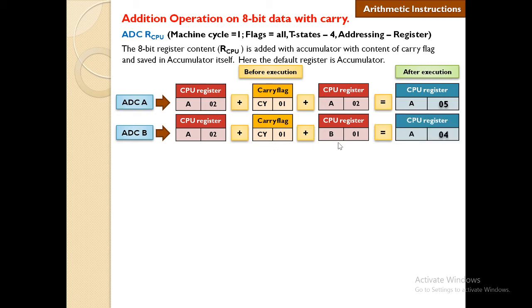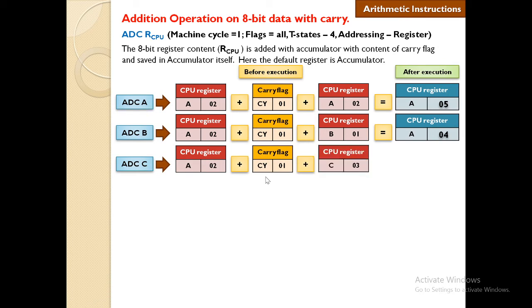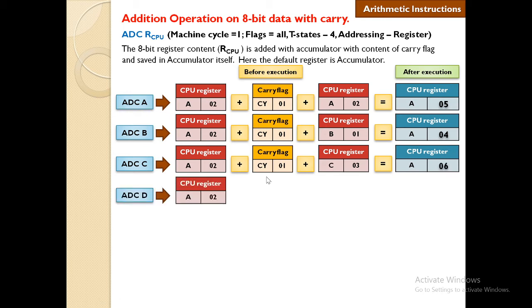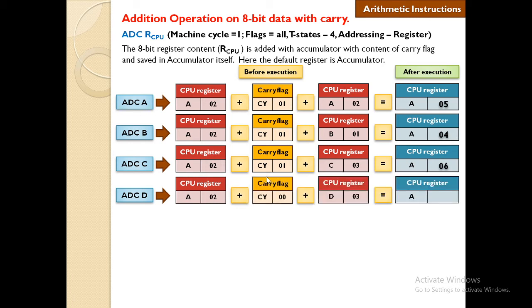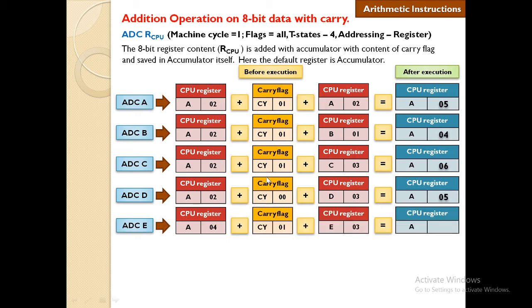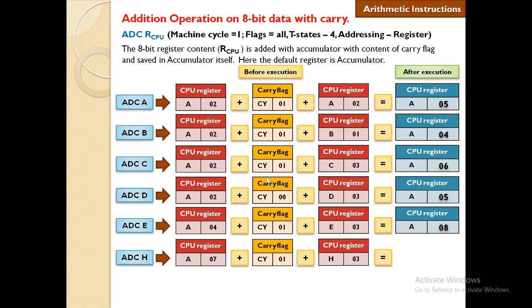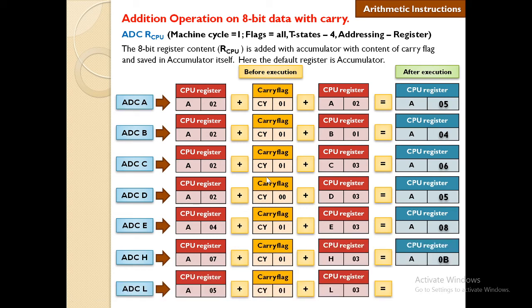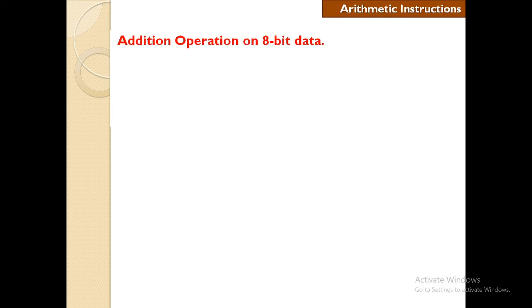So now it becomes 04. In this case, the content of B register is 1, CY, that is the carry flag status, is 1, and the accumulator itself is having 02, so it gives me 04. Similarly, if we talk about ADC C, here the C register content gets added with A and the carry flag, and we get the result in accumulator. It is similar with respect to ADC D, ADC E, and again similar with respect to H and L. Fine. So now let's move on to the next section.